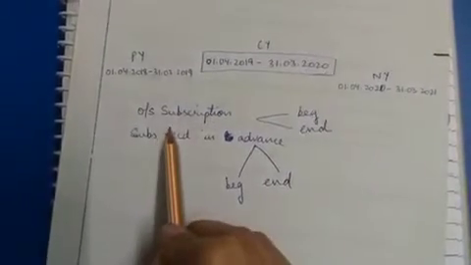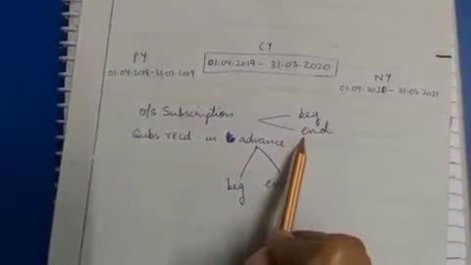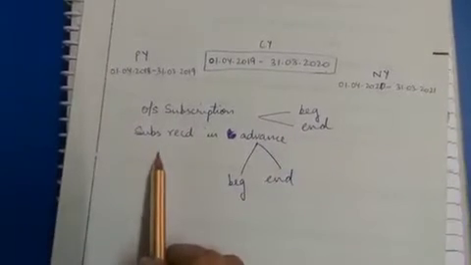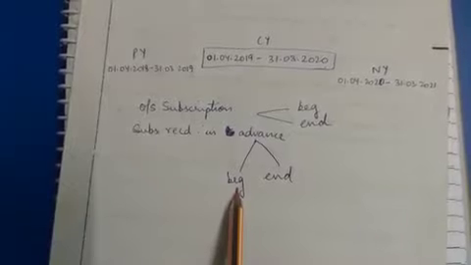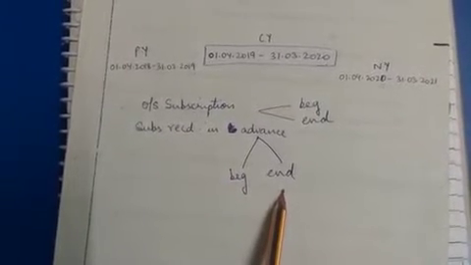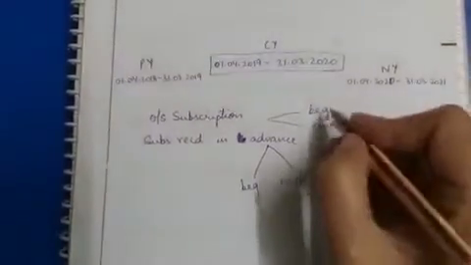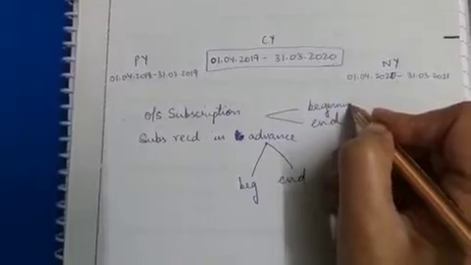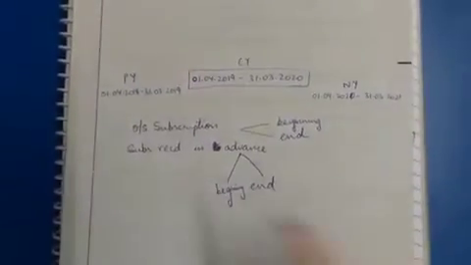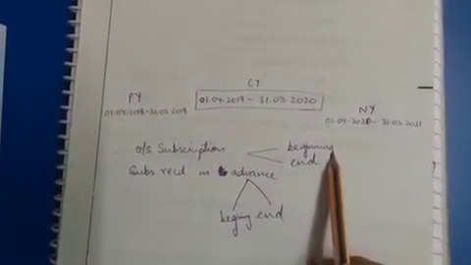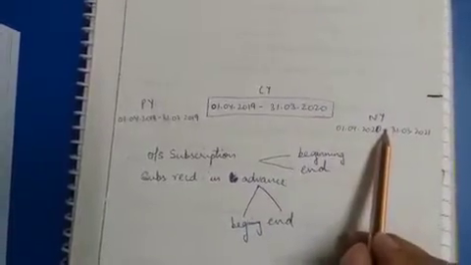Now, the subscriptions can be outstanding either in the beginning of the current year or at the end of the current year. And subscriptions received in advance can be given either in the beginning of the current year or at the end of the current year. Now, to understand it better, we will have to understand that the outstanding subscription in the beginning belongs to either the previous year, current year, or next year. This we need to understand.